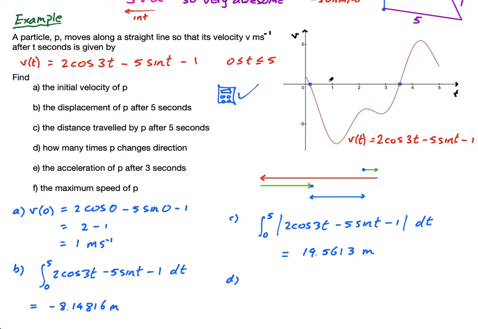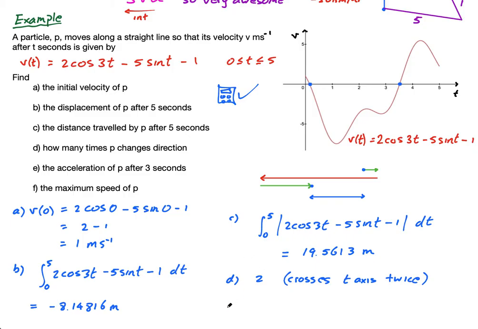So he changes direction twice. He goes from forwards to backwards, and then backwards to forwards. So the answer to this is just 2, and I can just write down 2 if you want to indicate here, or you could even write crosses t axis twice if you really want to show some working, but you definitely get full marks for that.